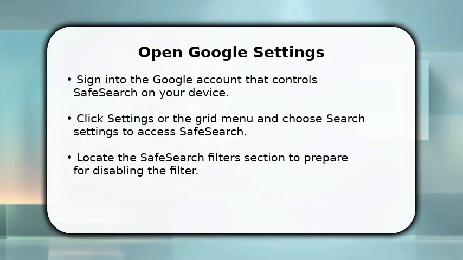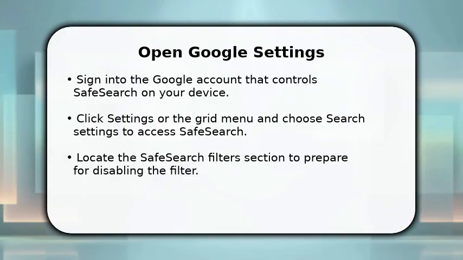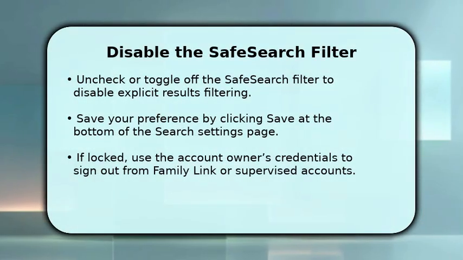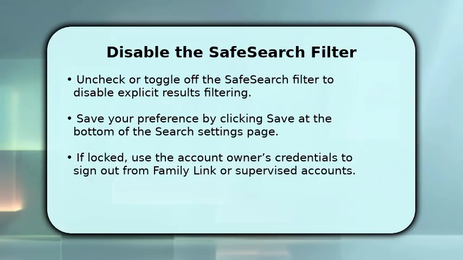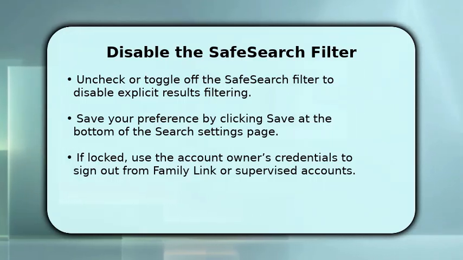Scroll down the page until you locate the Safe Search Filters section and prepare to toggle the filter off. In Search Settings, locate the Safe Search filters and uncheck or toggle the Safe Search option off. If using mobile, tap the toggle so the blue indicator turns gray and shows off. Scroll to the bottom of the page and click or tap Save to apply your new preference immediately.